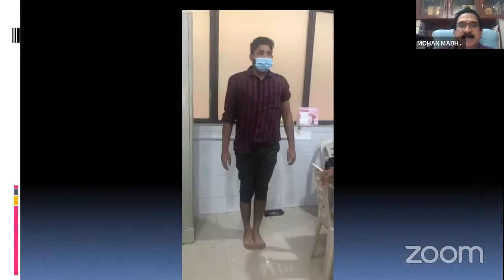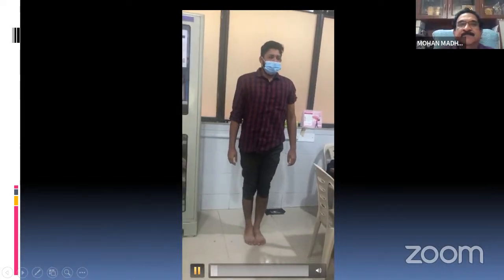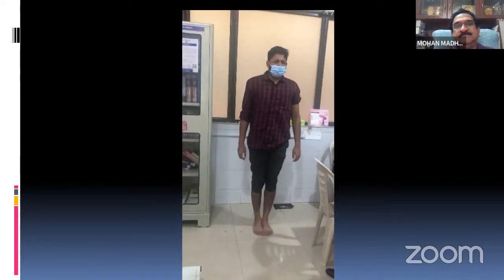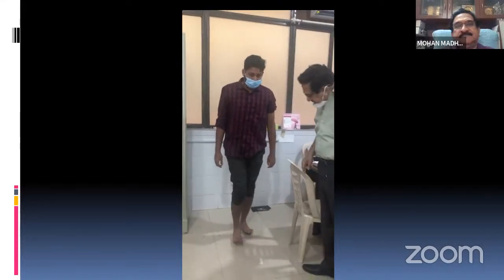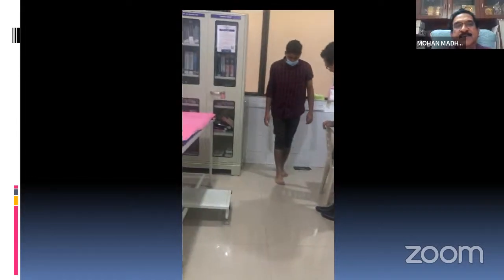And this is the gait. Romberg's negative, gait normal. There is no spasticity.